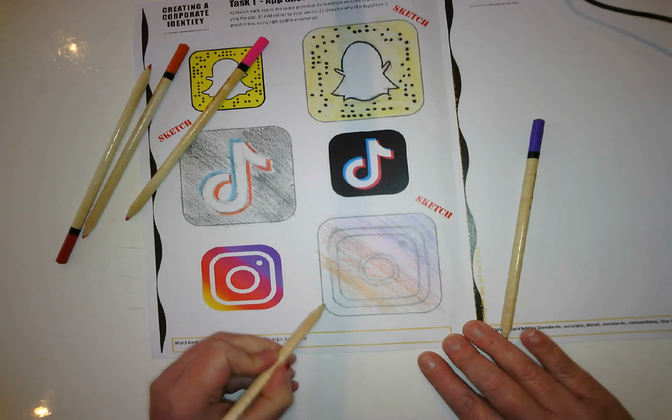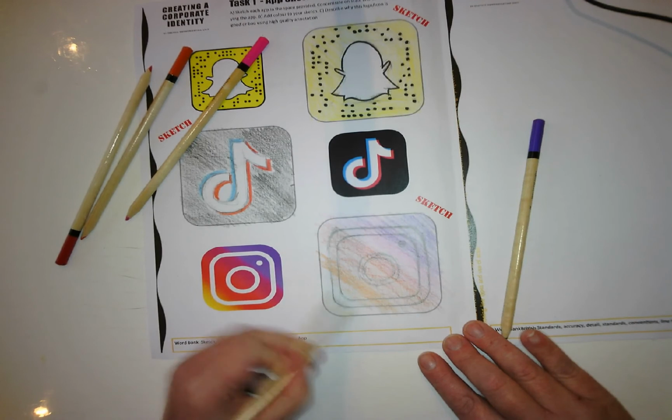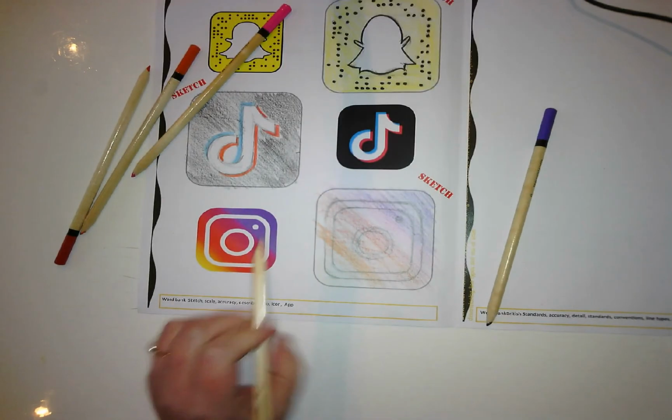So I'm going to spend a bit of time doing this just now, and building up those tones, and then I'll come back.